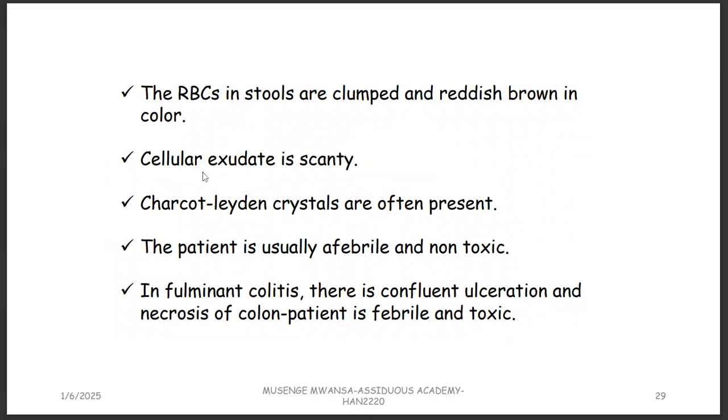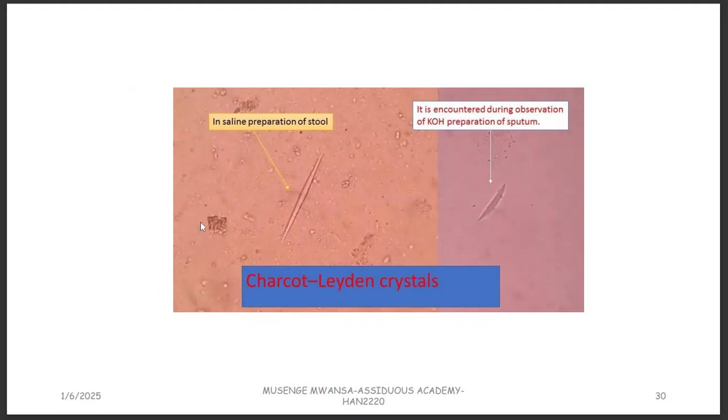So again, some other things you need to know is that you have what are known as Charcot-Leyden crystals that you are going to be able to see. Charcot-Leyden crystals, these are things that you can see here when you get to look at the stool sample. You will be seeing these things.